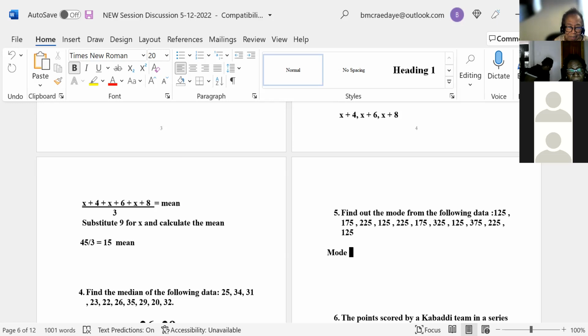Alva, you see it? 125? No, that's not it. How many 125s do you see, Alva? 1, 2, 3, 4. Does anything else appear 4 times or more? 1, 2, 3, 4. Any other data that appears more than 4 times? No. So what's the mode?